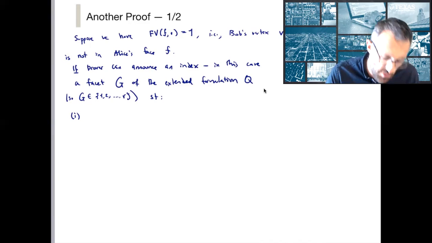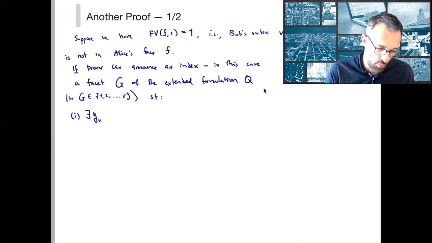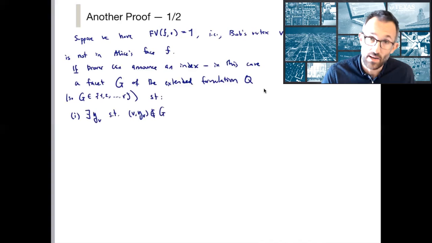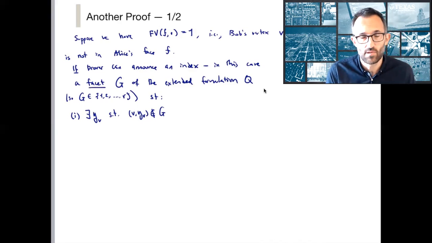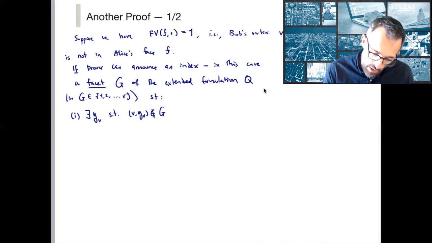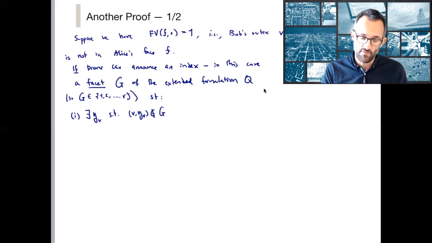So such that two things have to hold. Property 1 is that there exists some YV, V is Bob's vertex, such that YV is not an element of the announced facet. Remember that a facet is defined by just one inequality, whereas a face is an intersection of facets. So property 1 is that there exists a YV such that YV is not an element of G.